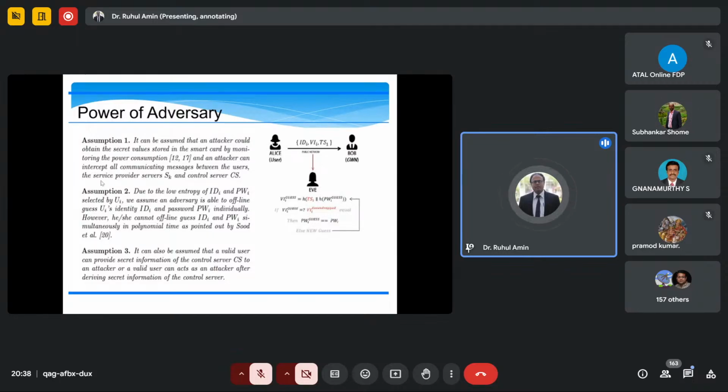Okay, and there is also another assumption in this system: the valid user can also act as an attacker. For example, you are a valid user in that particular system, so you may act as an attacker also, right? So that can also be considered. Here, these are the credentials held by the adversary.